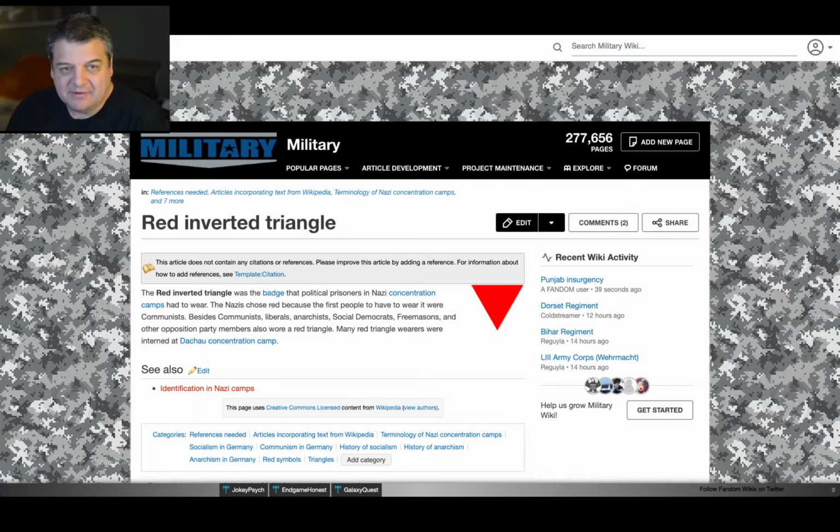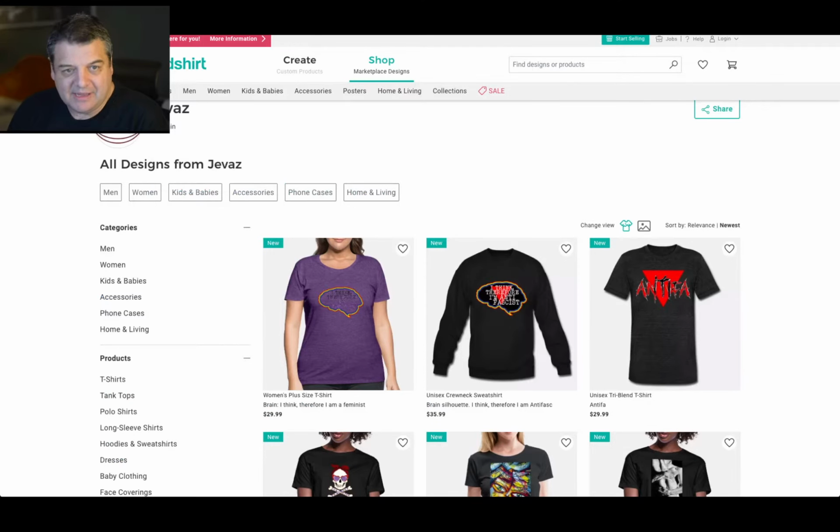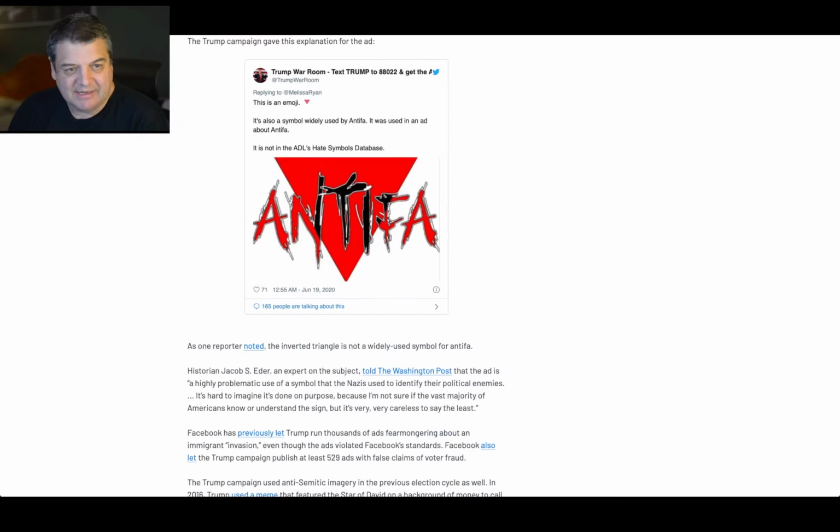So there you go. You can't have it both ways, can you? And you can see here, this guy on Twitter brought up that the Antifa use it as well. And he says it's not in the Anti-Defamation League Hate Symbols database anyway. So I don't know. It's just getting all ridiculous.